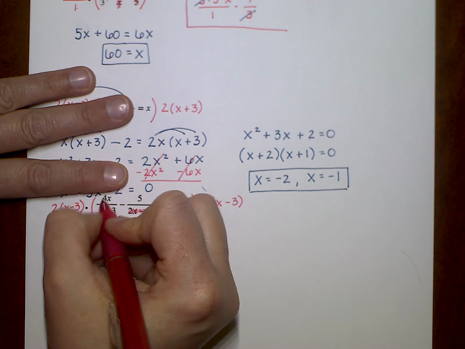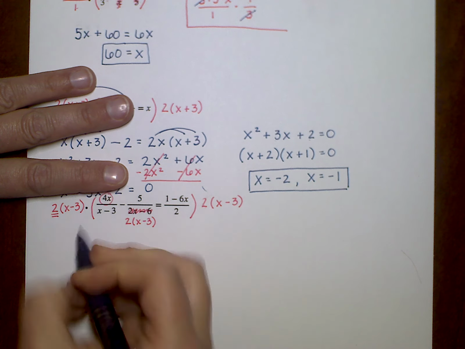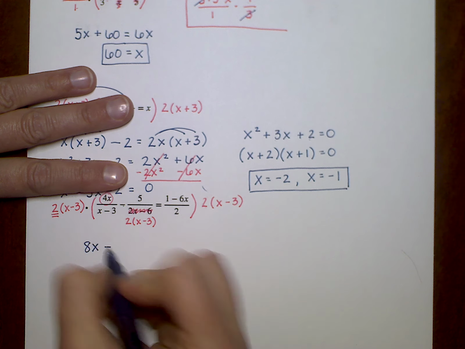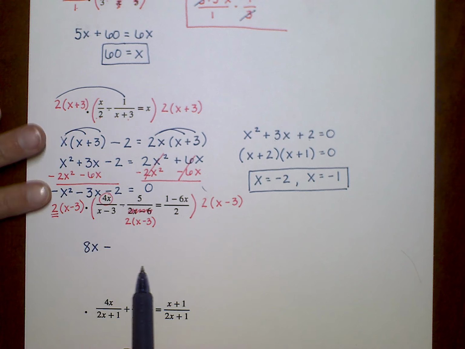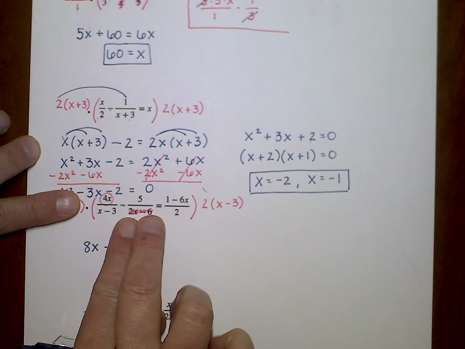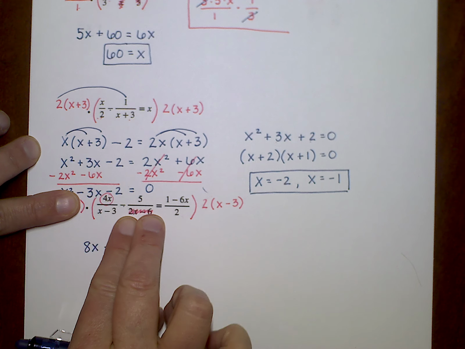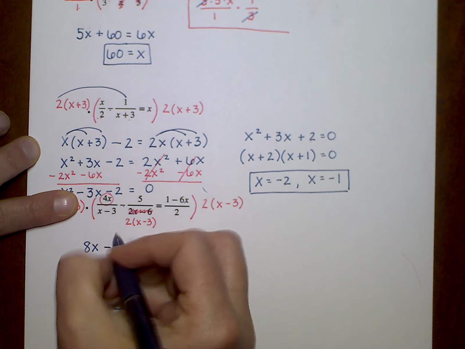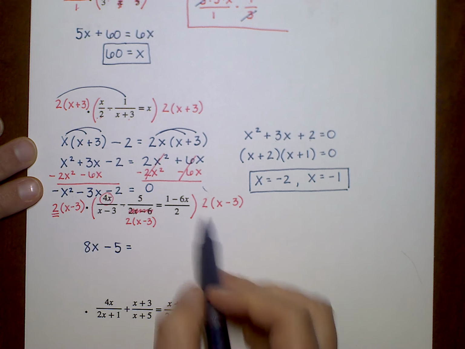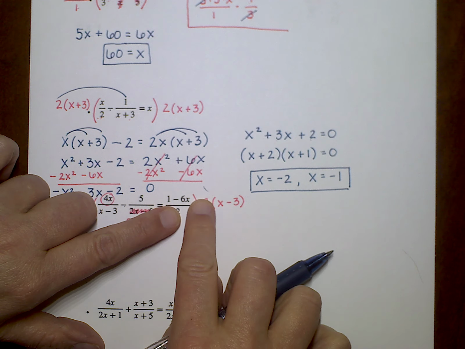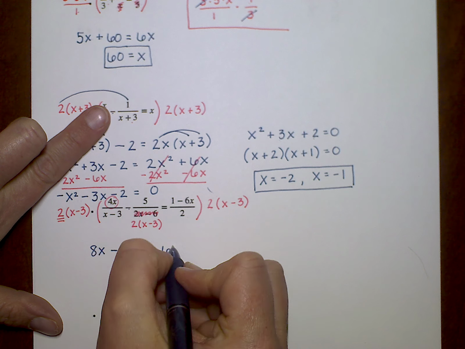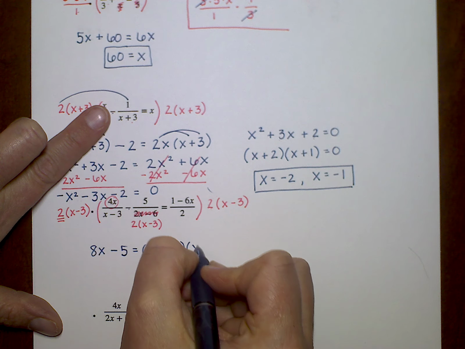So I'll be multiplying the 2 by the 4x, and that's going to leave me with an 8x minus, when I multiply this one, the whole thing is going to cancel, right? Because 2 times x minus 3 is the same thing as what I have on the bottom here, 2 times x minus 3. And so really all I'm left with there is a minus 5. Okay. And then on this side, my 2's are going to cancel. So 2 cancels here and here. But I'll be left with the 1 minus 6x times the x minus 3.